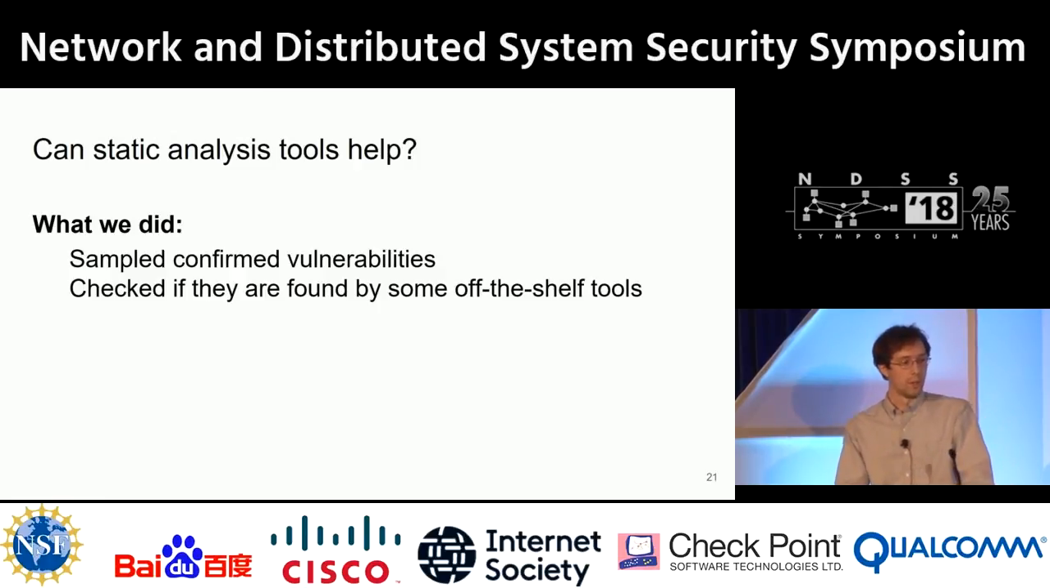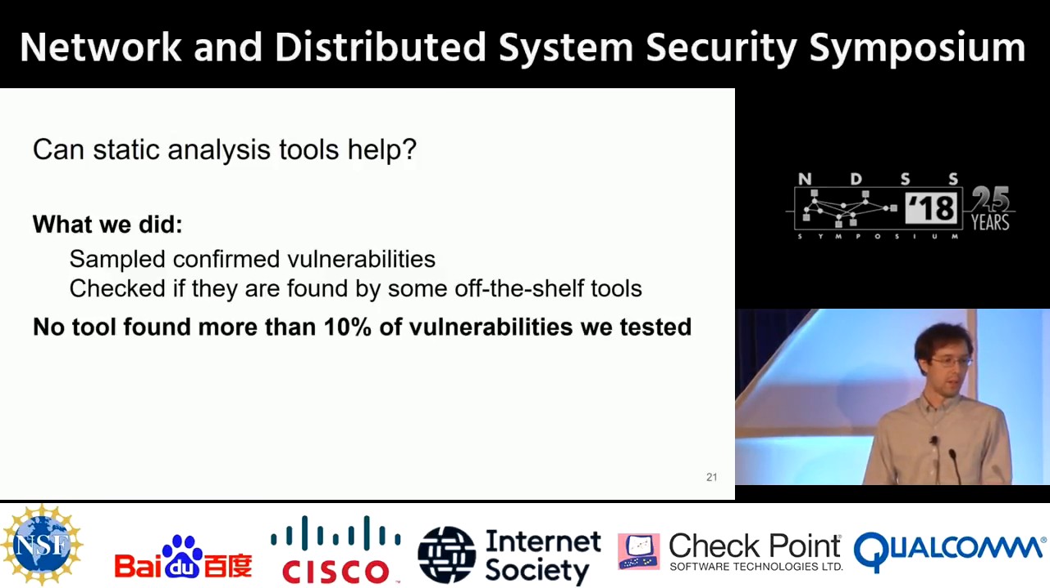And so we looked at 3 tools that we could afford, 2 open source ones and 1 paid one. That is, the paid one was previously reported to have some comparable accuracy to other much more expensive tools in general vulnerabilities. And so what we found is that none of these tools found more than 10% of the vulnerabilities in our data set.